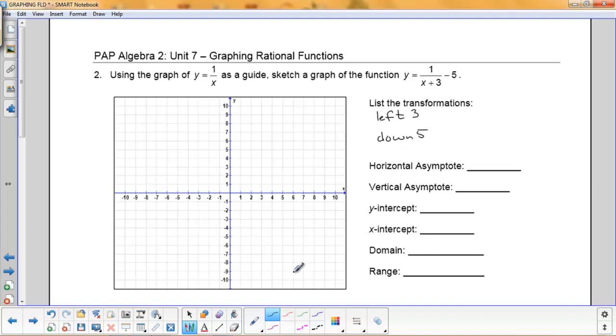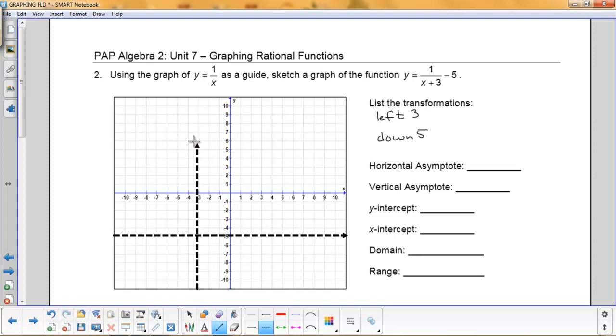Now, the way that I like to draw the rational parent function is by starting with its asymptotes. So if the parent function has asymptotes at 0 and 0, that's y equals 0 and x equals 0, that means this transformed rational function is going to have a vertical asymptote at -3 and a horizontal asymptote at -5. So I'll begin by drawing those now. Now that the asymptotes have been drawn, I can sketch what happens by using the parent function as my guide.